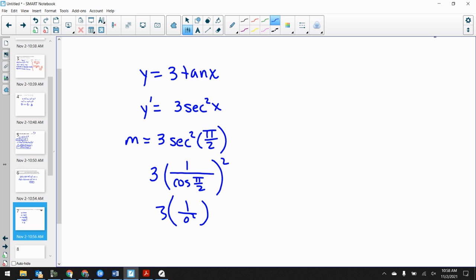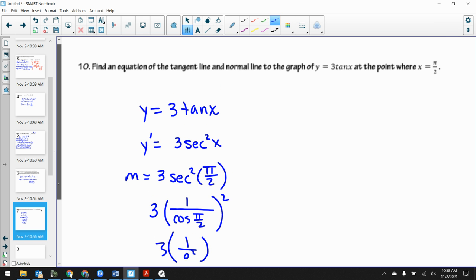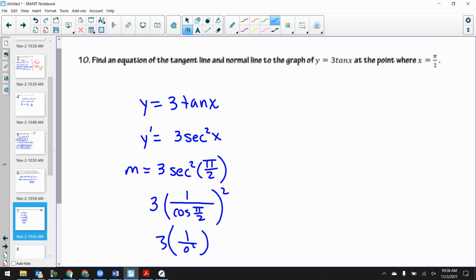What happens here? It's undefined. The tangent line is undefined. I'm thinking here that it probably didn't mean to be undefined. I made this problem and I did not mean for it to be undefined. But I might be prepared to find tangent and normal line.